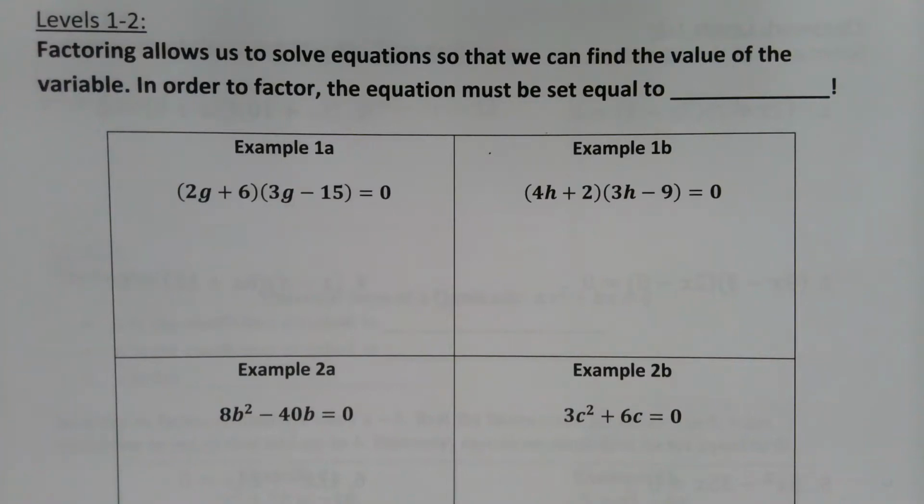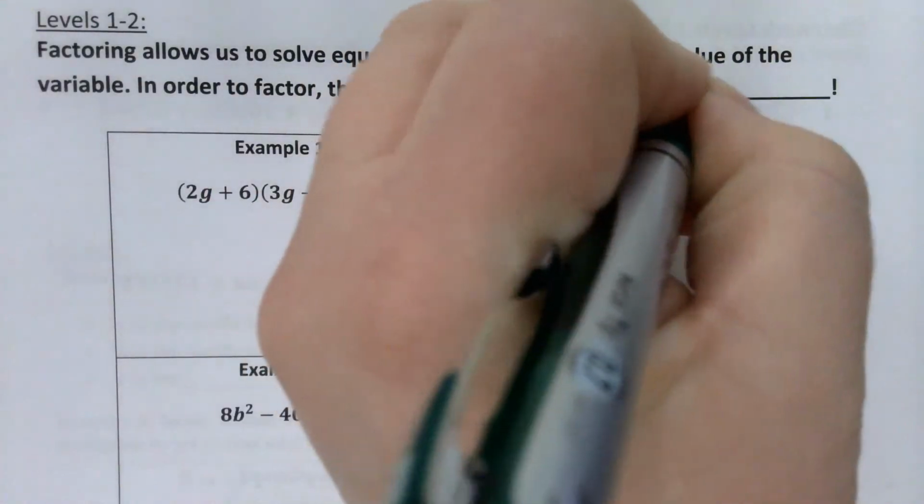For levels 1 and 2, we need to be able to solve something that's already in factored form, and we need to be able to factor using a GCF and solve. Now, factoring allows us to solve equations so that we can get the value of our variable. What does x equal? In order to factor, our equations have to be set equal to 0.